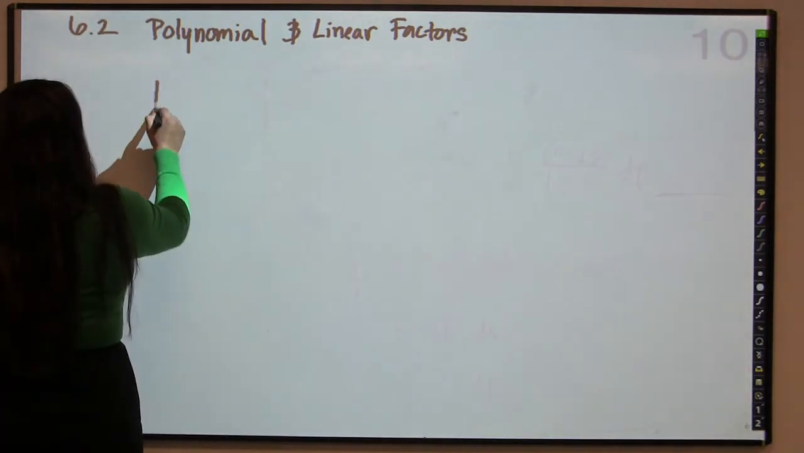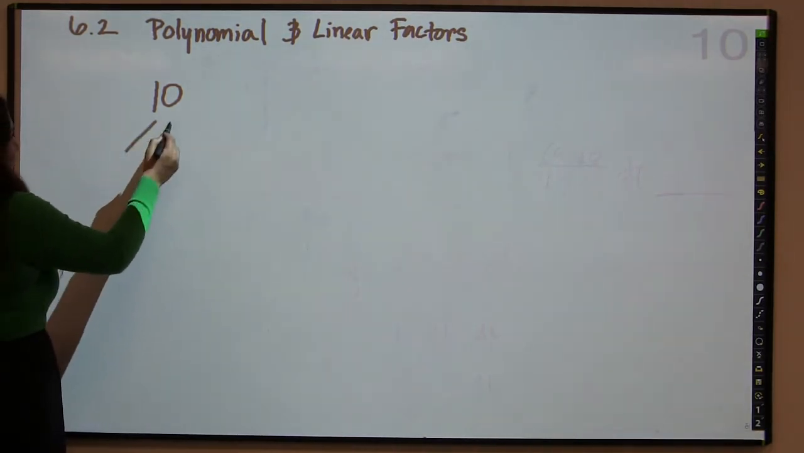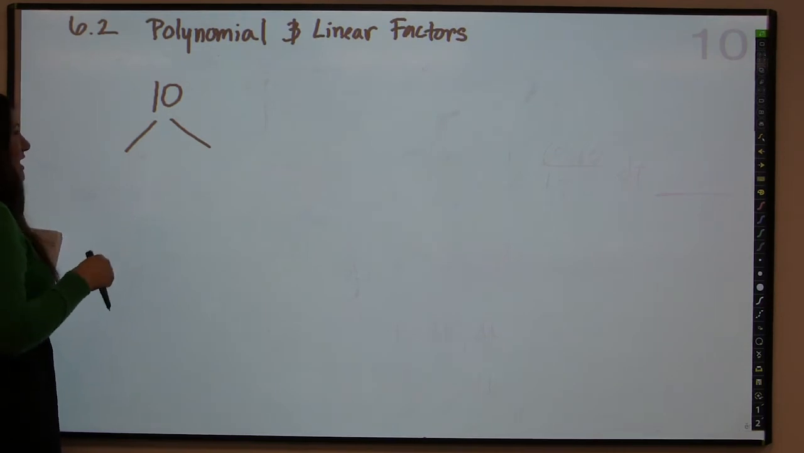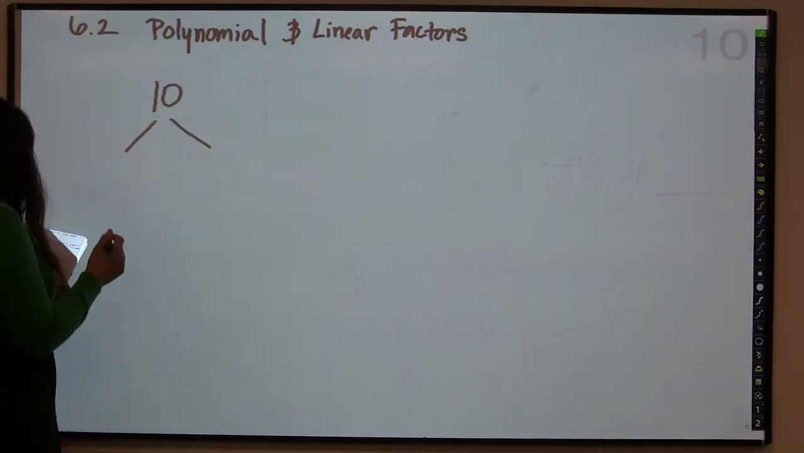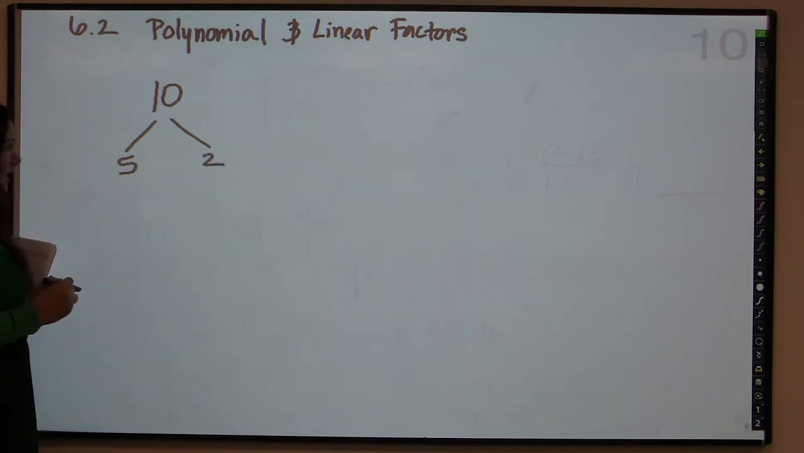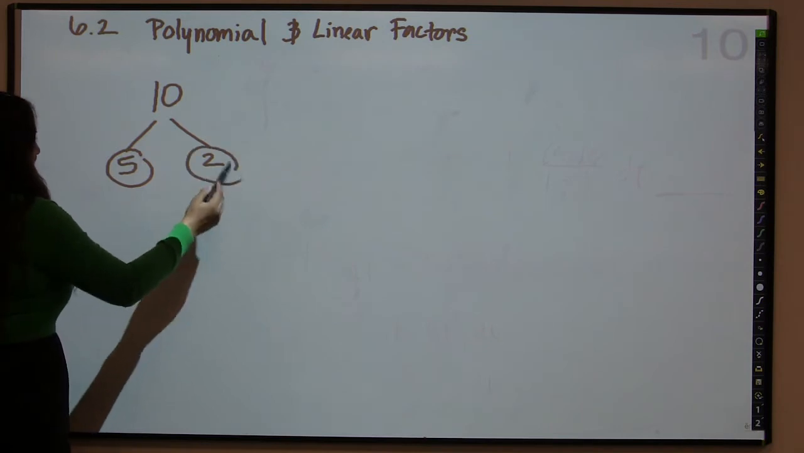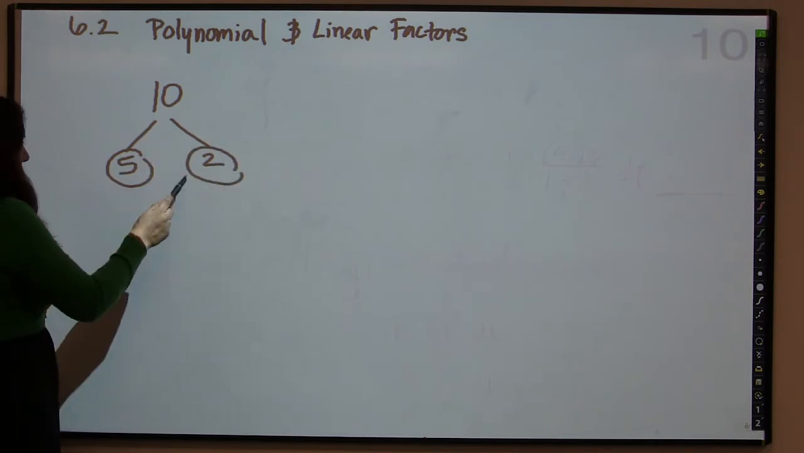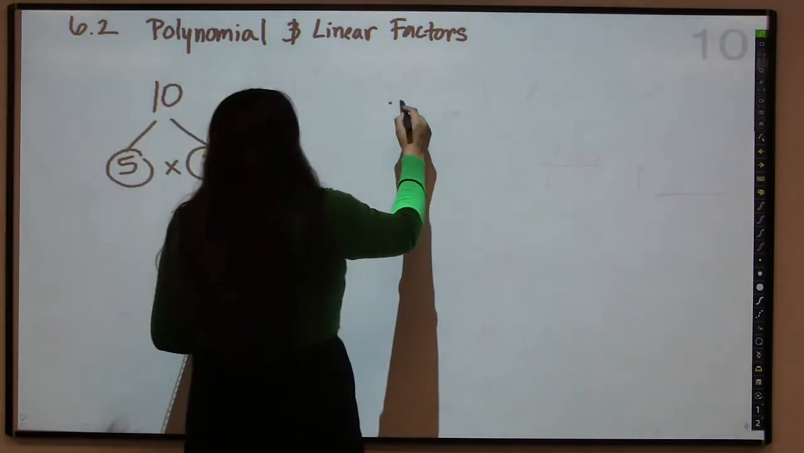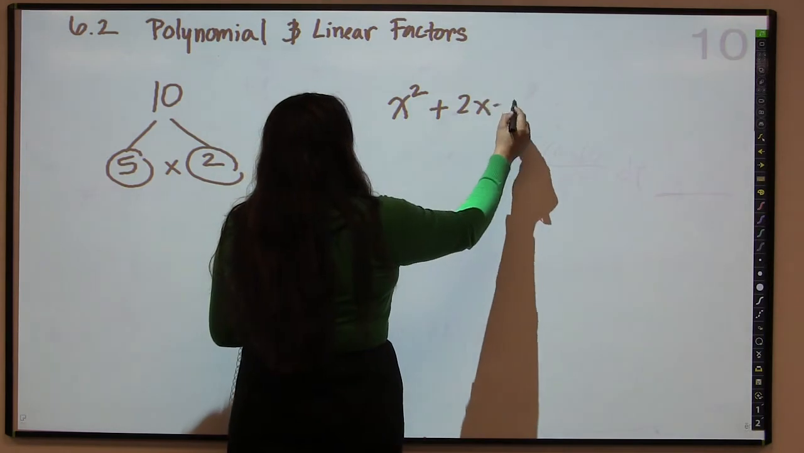We have the number 10, and as you remember, a factor tree goes something like this, and each branch of the factor tree is basically a factor of the number. So we know the factors of 10, for example, are 5 and 2. And so we say that 5 is a factor of 10, 2 is a factor of 10, because 5 times 2 is 10.